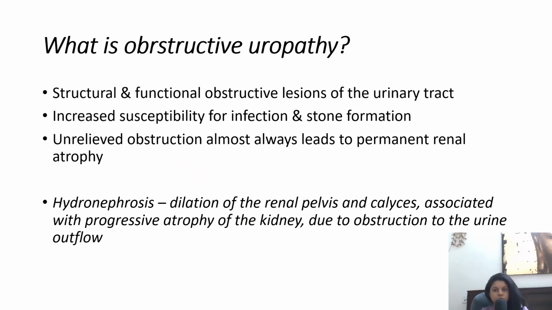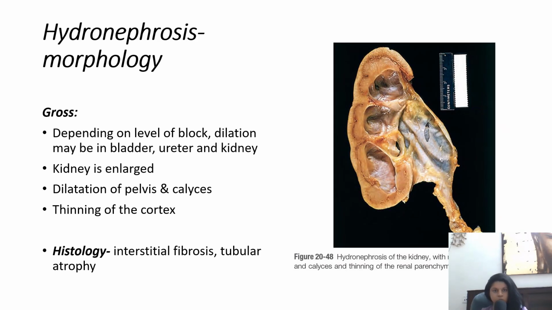So what is obstructive uropathy? As I have explained, it is the structural and functional obstructive lesion of the urinary tract. There is increased susceptibility for infection and stone formation, and ultimately, if it is not relieved, it will lead on to permanent renal atrophy.